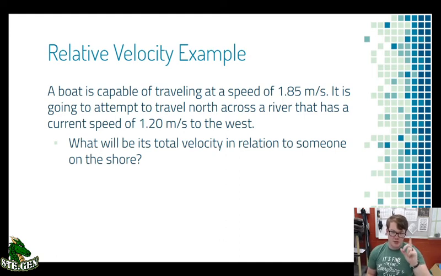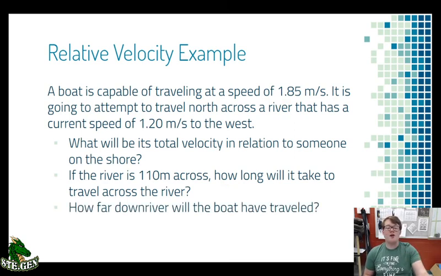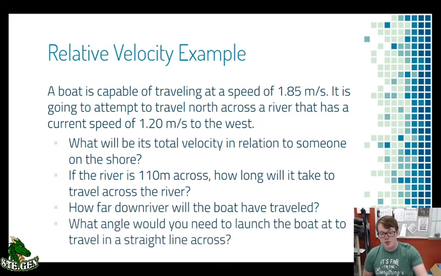So we're going to figure out degrees to go with it. If the river is 110 meters across, how long will it take to get across the river? How far downriver will the boat travel? And what angle would you have to launch the boat at in order to travel straight across? So this is a whole bunch of information, but this will give you the ability to basically solve every type of relative velocity example that I'm going to give you in class and on the test. You'll be pretty prepared once we've done all of this.